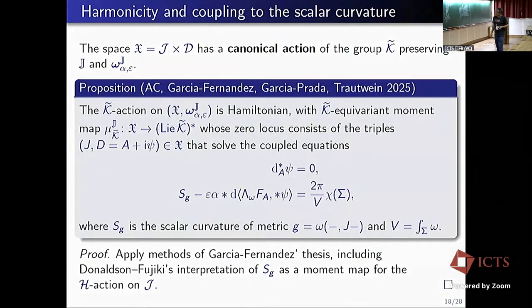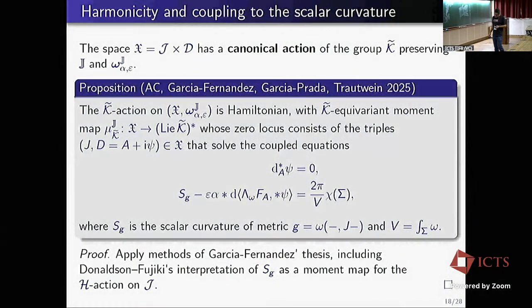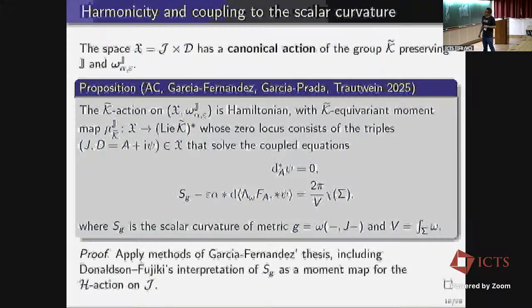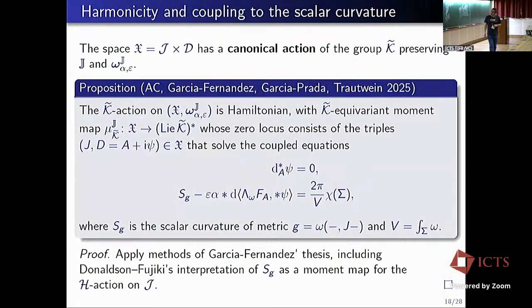And when we do this calculation, this extended gauge group, the unitary one, if you like, acts in a Hamiltonian way on this space. And the vanishing of the moment map is given by these two equations. Okay. And this is really kind of direct from Mario's thesis.